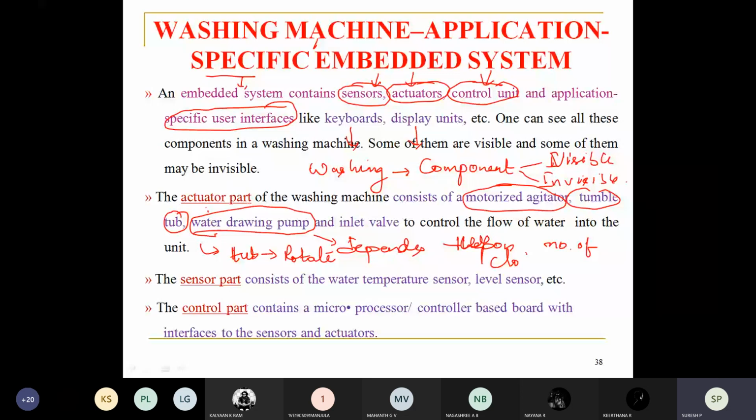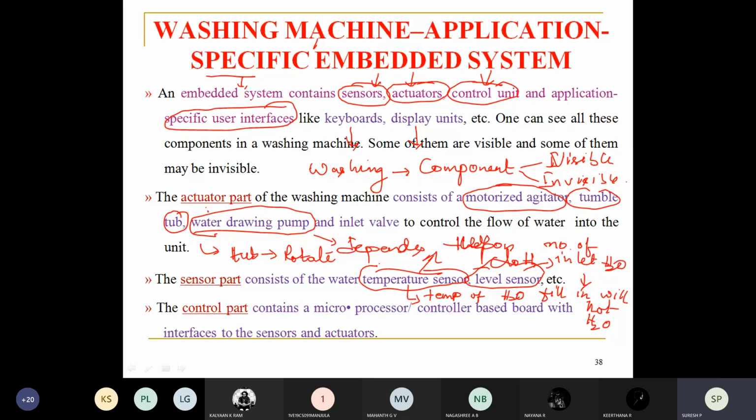Now the sensor part. What does the sensor part consist of? The sensor part consists of the temperature sensor and level sensor, because when you are inletting water, it normally fills with hot water, since it has to rinse with hot water. So that particular temperature of the water it has to sense. The temperature sensor will be there to check the temperature of the water.